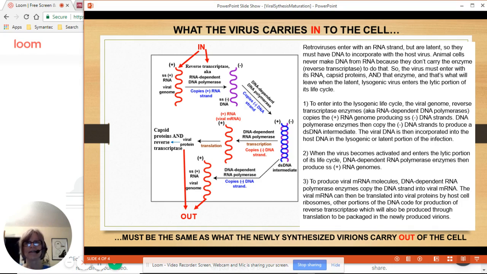And then finally, our retroviruses. What's coming in with a retrovirus is a single strand of RNA, but because these are lysogenic, they're going to go into a latent phase where they will incorporate their DNA into the host DNA. But they don't have DNA coming in. What they do have is this enzyme, a reverse transcriptase, which, just like the name says, it transcribes in reverse. Transcription is typically DNA used as a template to make RNA. In this case, we're going to take our RNA, and because of complementary base pairing, we can use it as a template to make DNA.